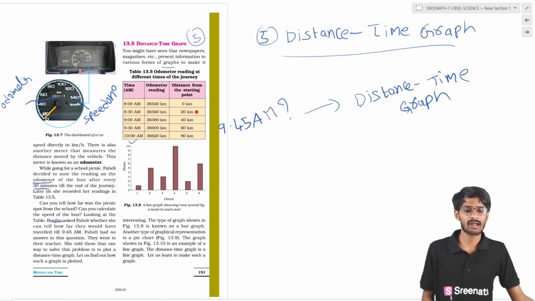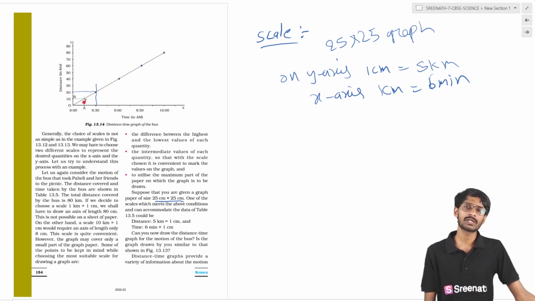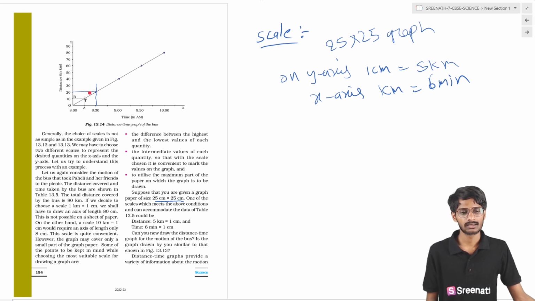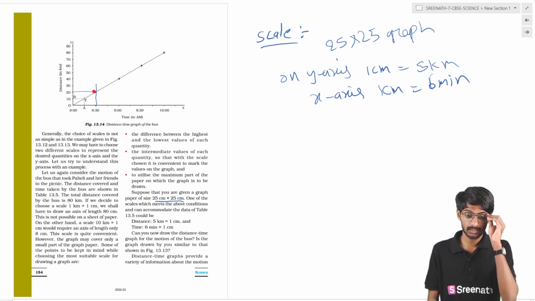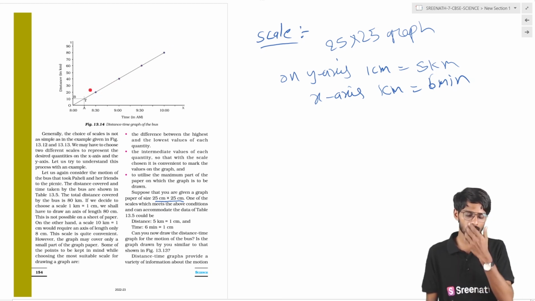So at 8:30 a.m. they have traveled 20. After 9 it is 40. After 9:30 it is 60. So you have to represent all those. At 8:30 they have traveled 20, like that. You have to draw a perpendicular at 20 and a perpendicular at 8:30. So they both will intersect at a point. That point shows the distance and time, students. So by that you are able to draw all these points, students.